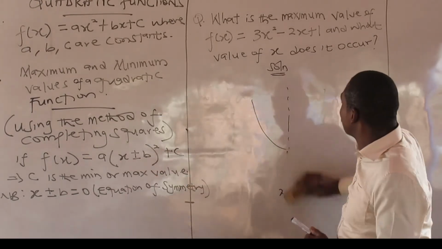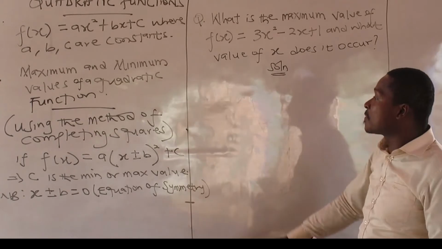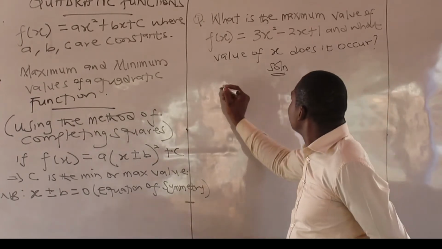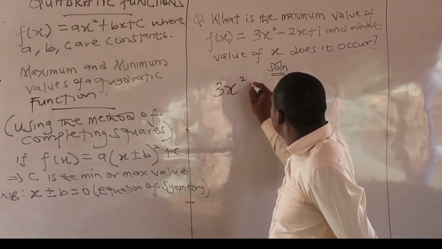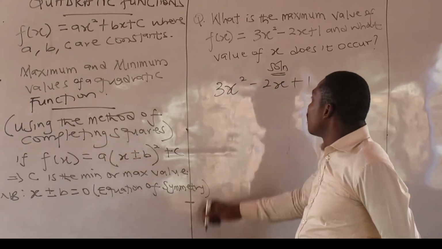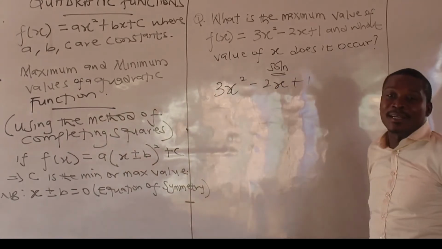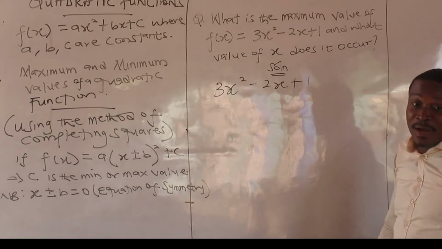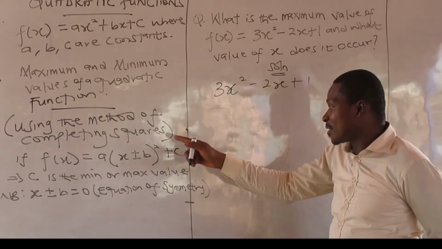Okay, so to start with, let's go. You watch me, and when I finish, it's your turn. I have 3x squared minus 2x plus 1. If I were using any quadratic method, I would have used the trinomial method, but now I know completing squares. Take notes.